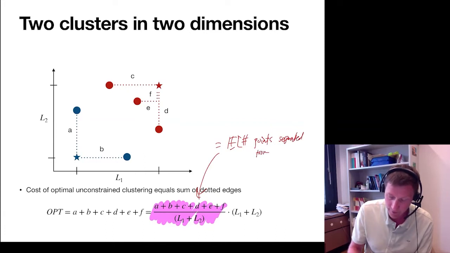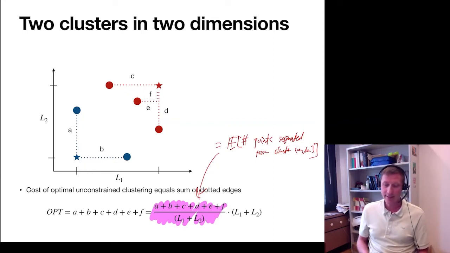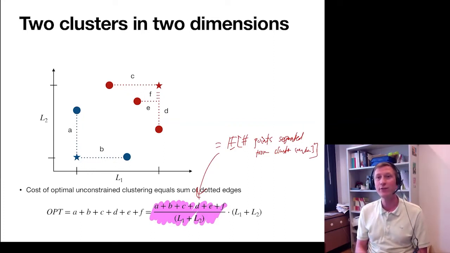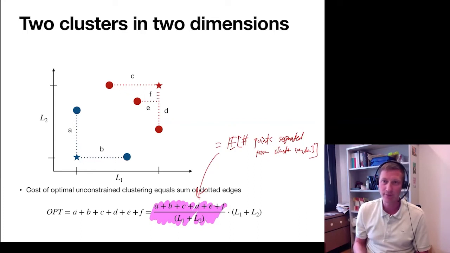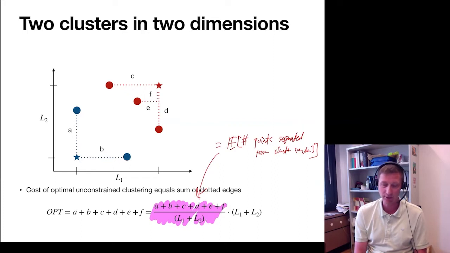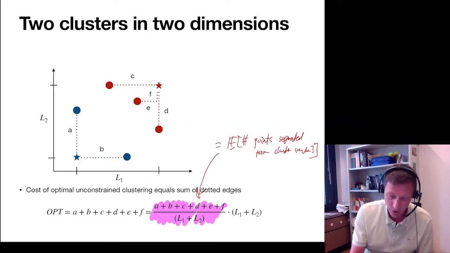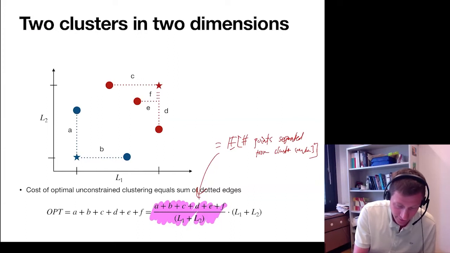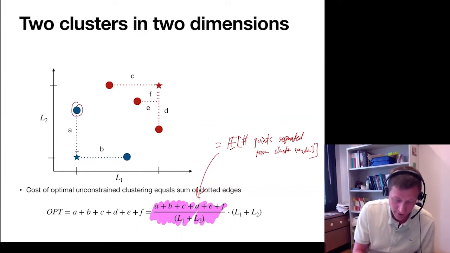separated from the closest cluster center. So this is exactly equal to the following: if we take a random cut, this equals the number of points that we will separate from the closest center.